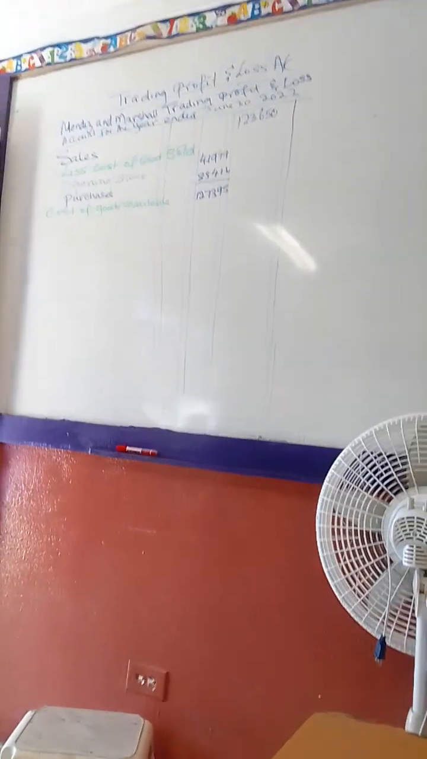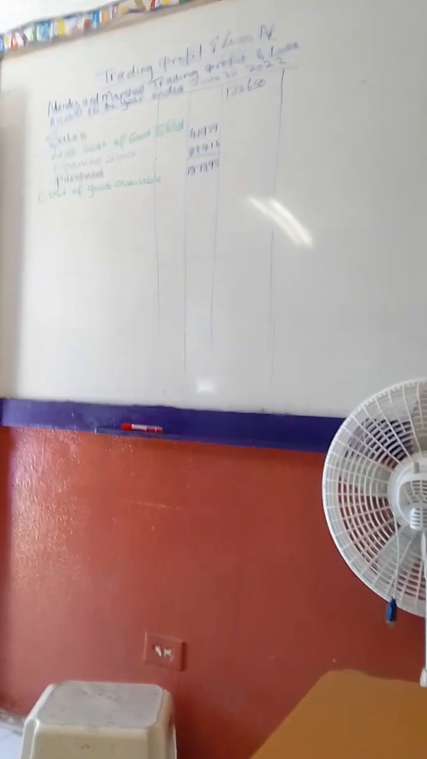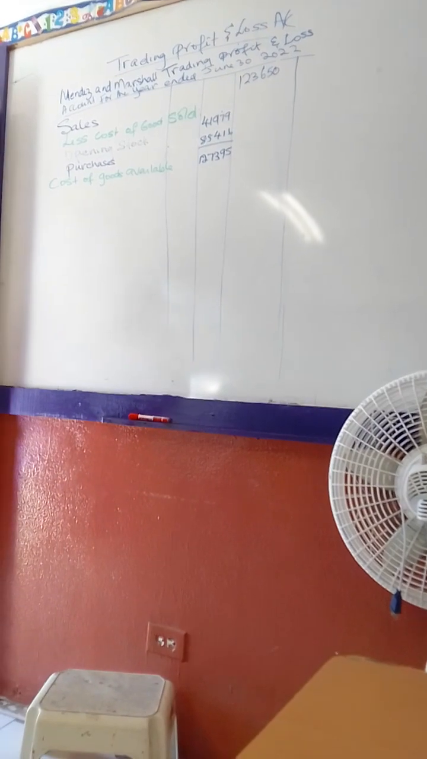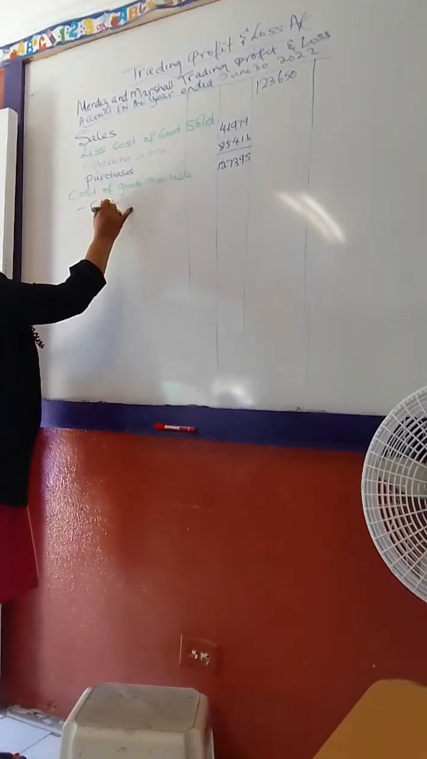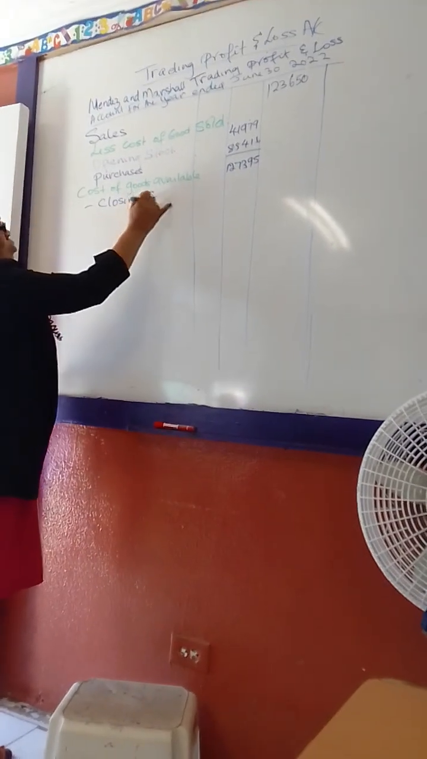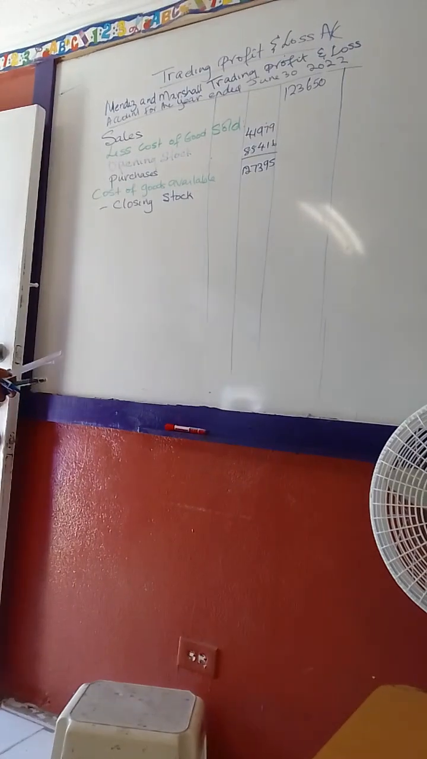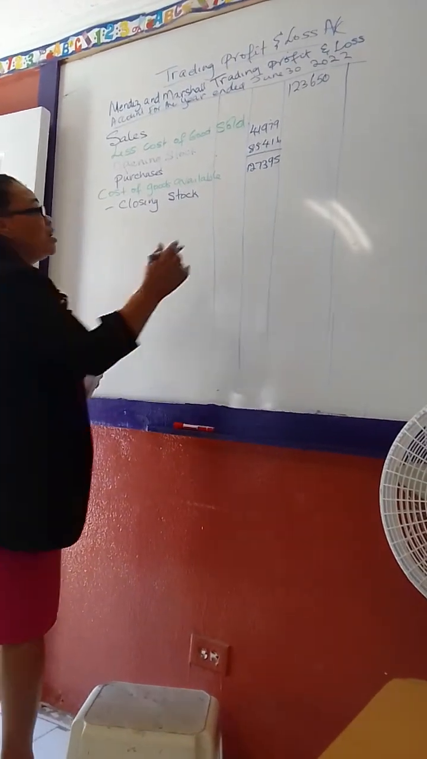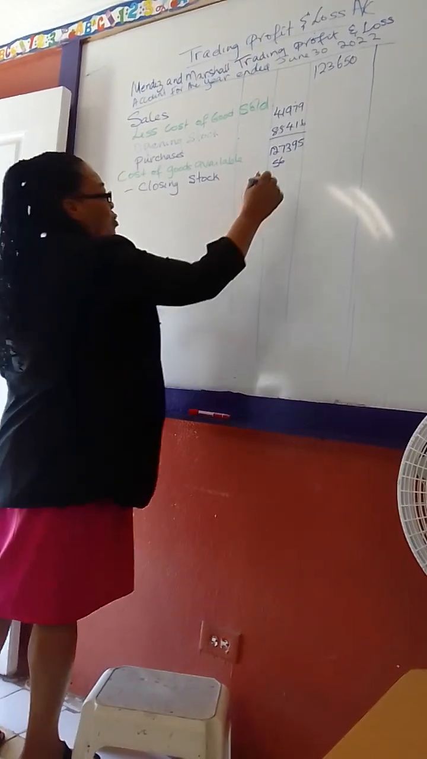Cost of goods available. What is coming next? Closing stock. So now I am going to minus closing stock. What's the figure for closing stock? Remember, we go to the notes. It is 56,340.